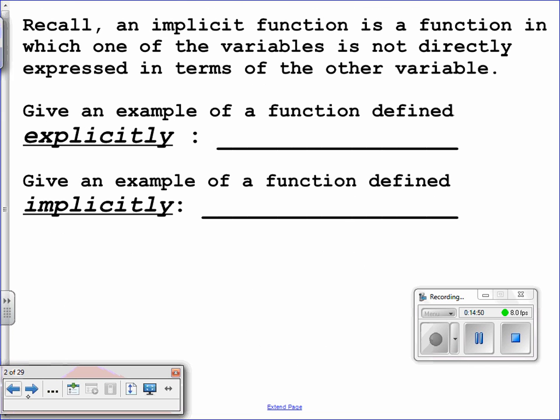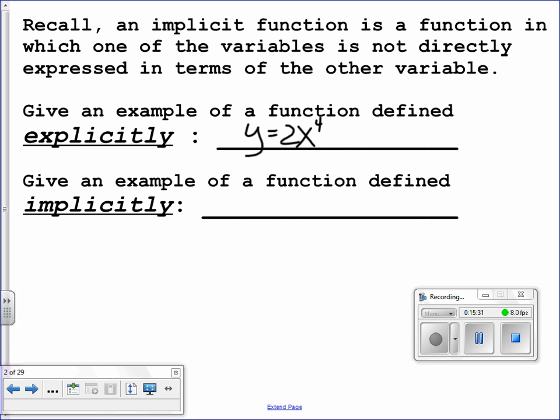I just want to make sure you guys are clear on what I mean. Yesterday we were talking about functions that are defined explicitly versus implicitly. Explicitly, you just have y all by itself, or one of the variables all by itself in terms of the other. Could anyone give me an example of an explicit function? Y equals 2x to the fourth. Is that a function that's defined explicitly? Yes. And those are nice because when you take the derivative of both sides, the derivative of the left side is dy/dx. You get the derivative immediately. But implicitly defined functions require a little more work to get the derivative.